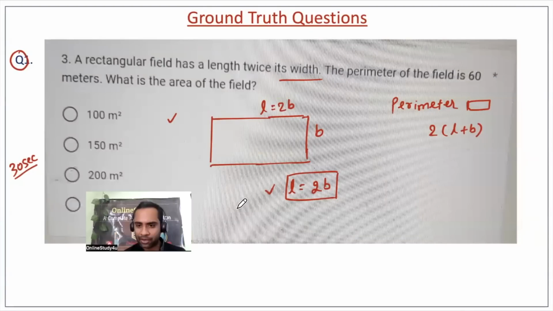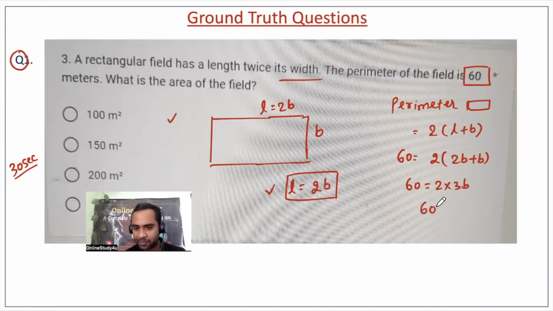Now we have to calculate the perimeter. The perimeter is 2 into (L plus B), where L is 2B, so 2 into (2B plus B). In the question they have given the perimeter is equal to 60, right? So 60 is equal to 2 into 3B, so 60 is equal to 6B. So B will become 10 here, right? So B is 10 and L will become 2 into 10, that means 20.